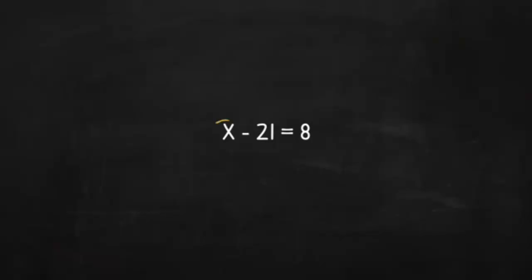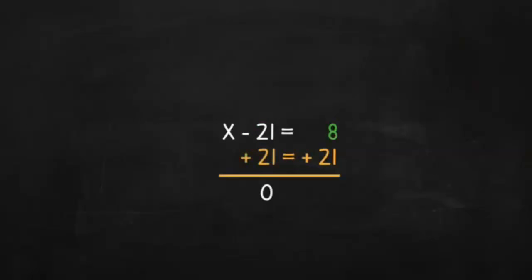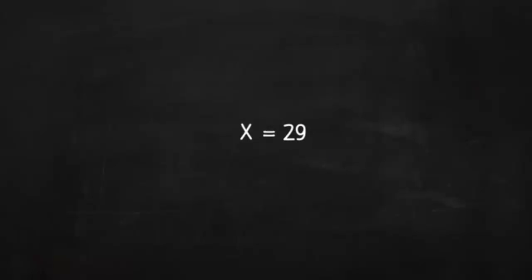Again, you want to get the unknown X all by itself. How can you make minus 21 into a 0? Let's add 21 to both sides. Minus 21 plus 21 equals 0, and 8 plus 21 equals 29. So, X equals 29. There you have it.